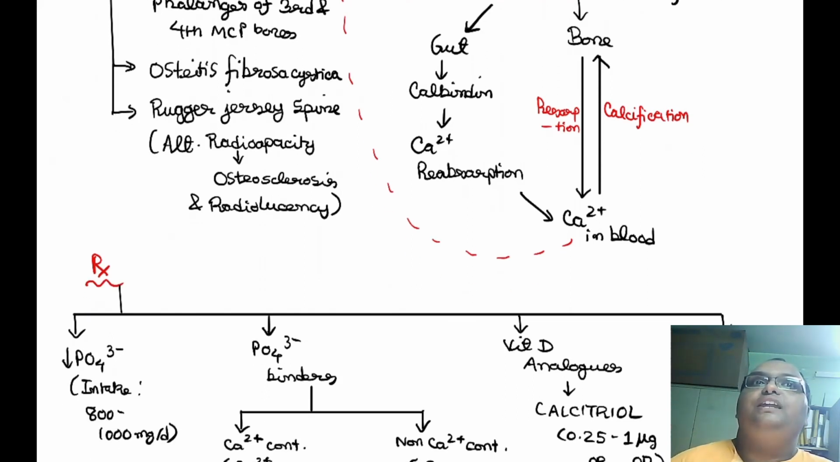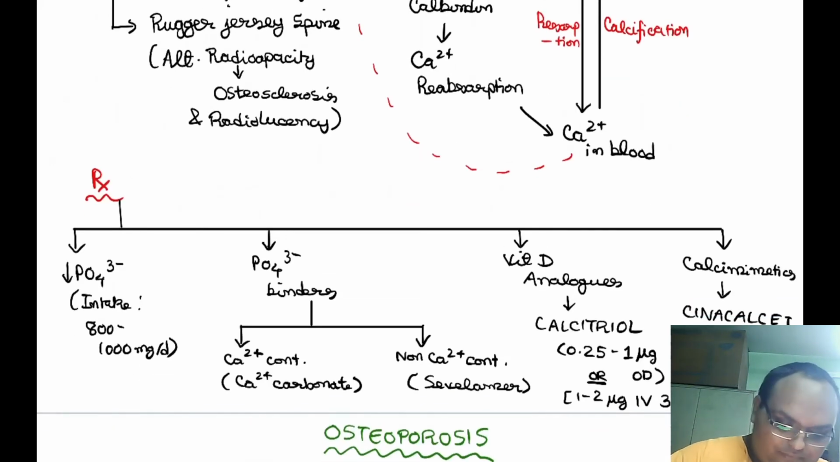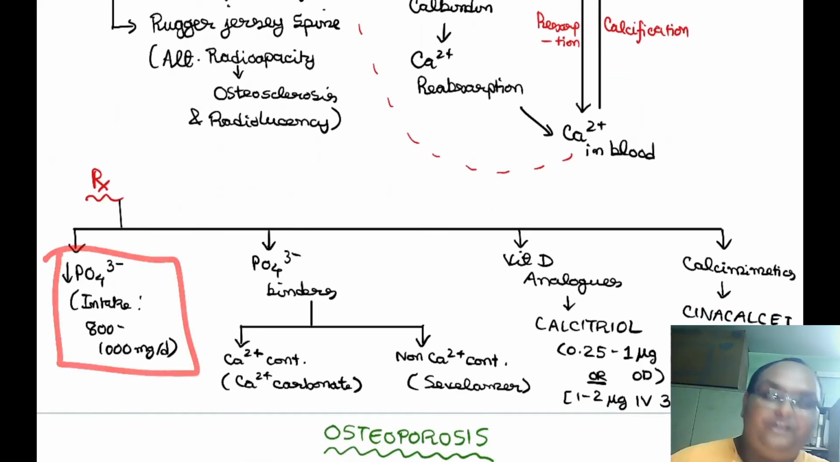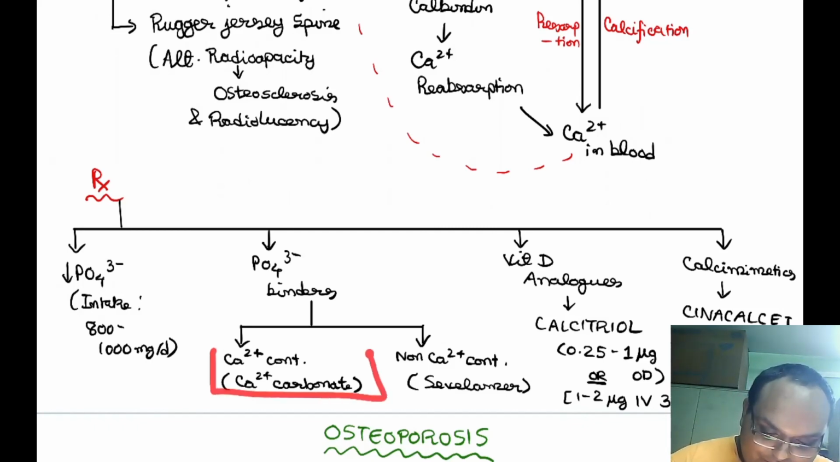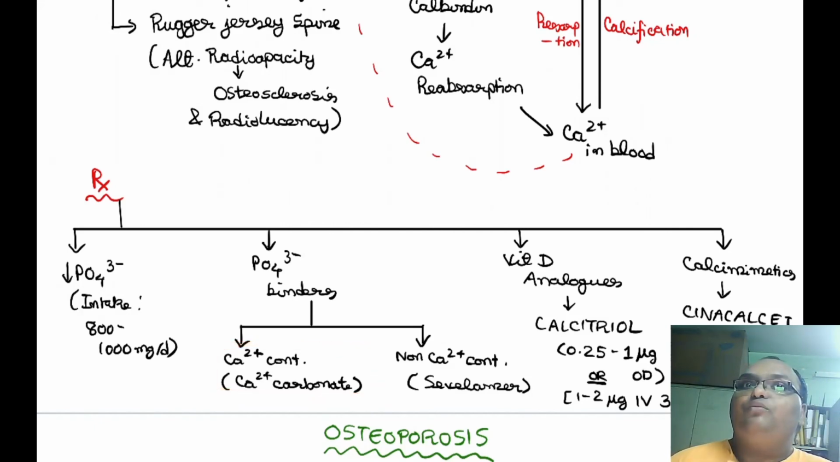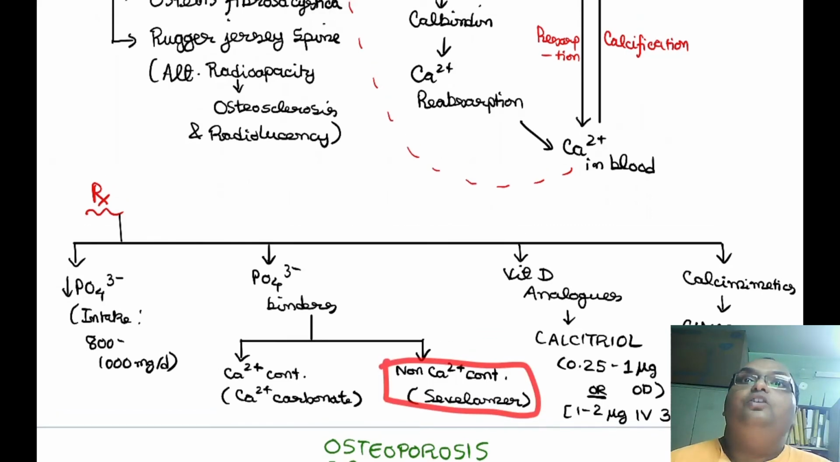Any phosphorus containing food, you cut down. The daily phosphate intake should be limited to 800 to 1000 milligram per day. That is it, not more than that. If there is excess phosphorus in the body, and the kidney is not able to excrete it, you chelate out the phosphorus with phosphorus binders. What are phosphate binders? They could be calcium containing ones like calcium carbonate. They could be non-calcium containing ones like sevelamer.